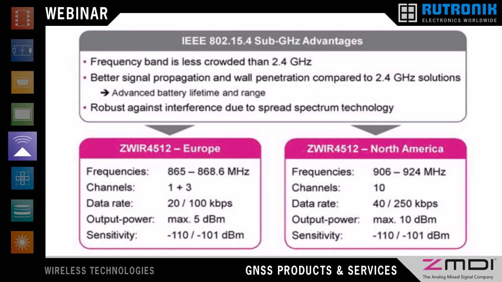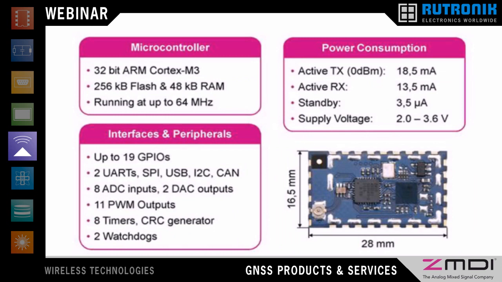The power consumption of the whole module in the transferring mode at 0 dBm is 18.5 milliamps, and during the receiving mode it's 13.5 milliamps. In the standby mode, we can go down to 3.5 microamps. The supply voltage can vary from 2 up to 3.6 volts. So it's quite easy to add maybe a battery or a simple power supply to our module.